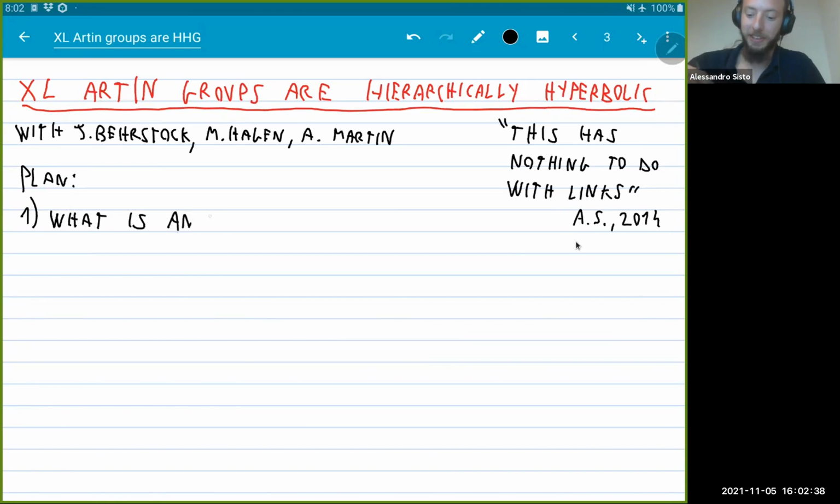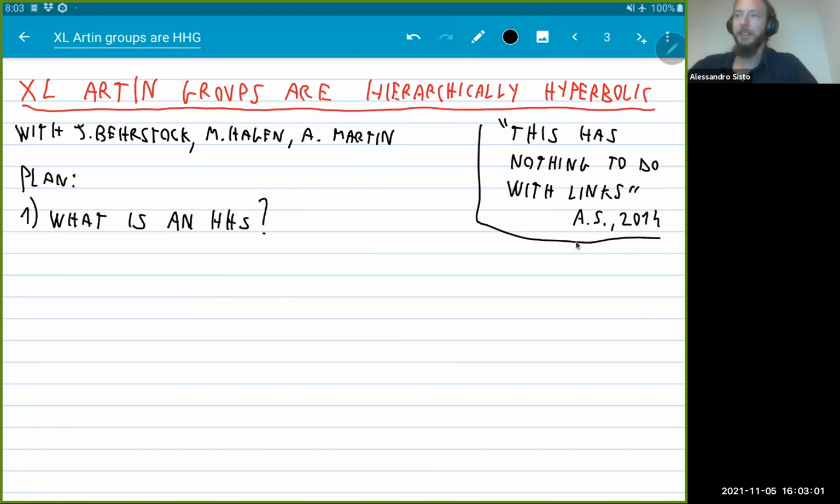The plan starts with: what is, and from now on I will shorten everything to HH, a hierarchically hyperbolic space, HHS? This is a notion that we defined back in 2014, and when we were trying to come up with this notion, I said this thing that's written here in the top right, and you will see why it's funny in about half an hour.